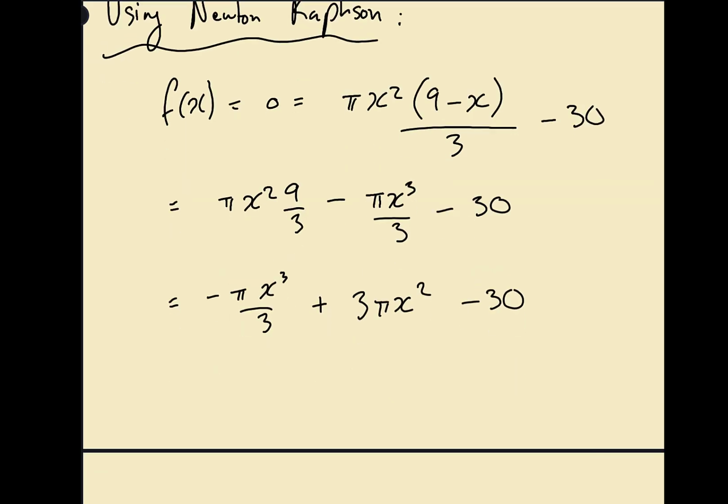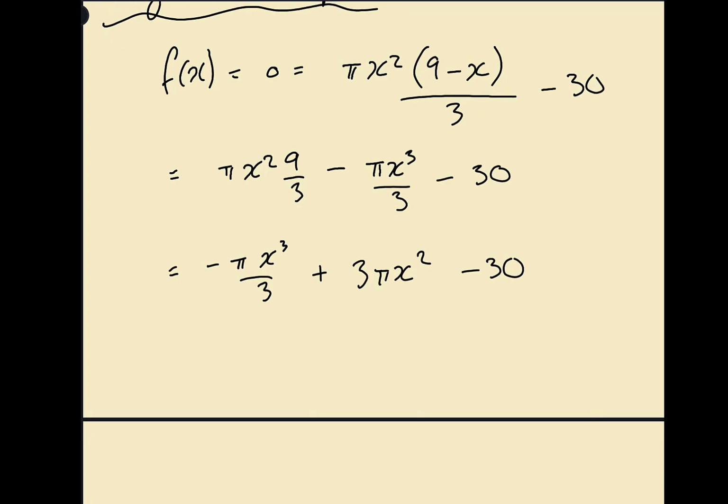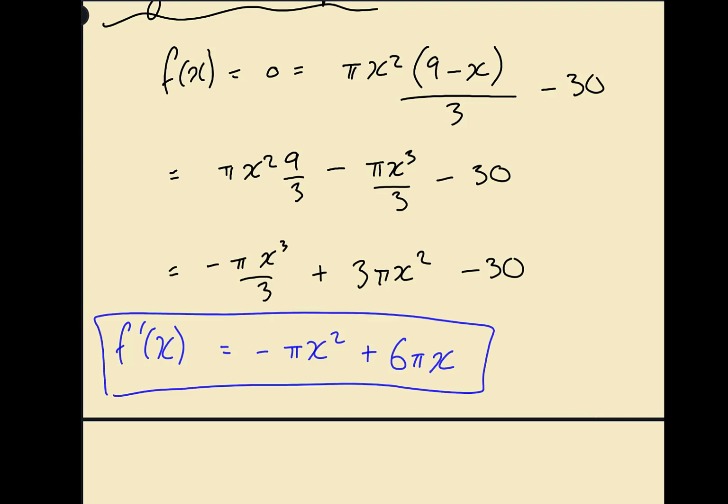So looking at this, you can clearly see that you can easily find the derivative for this given problem, right? So here, f prime x is equal to negative pi x squared plus 6 pi x. So this is the derivative, and therefore you can use Newton-Raphson, and you don't have to solve it.